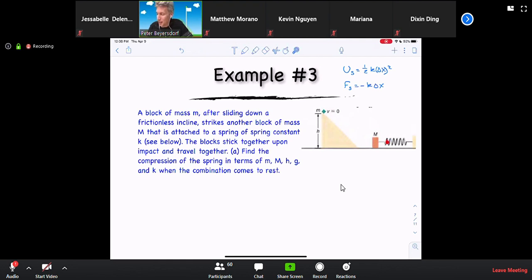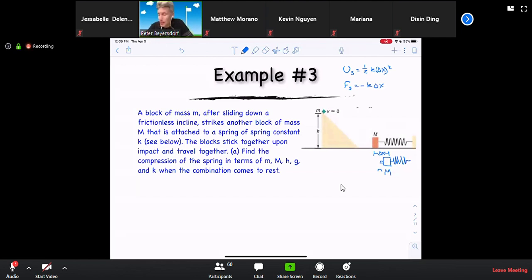So both blocks together are going to move to the right, compressing the spring. So they will push the spring in until it's fully compressed and they can't go any further. And at that point, they will temporarily be stopped. The spring will probably push them back and they'll probably get launched up the hill again. But the question stops once the spring is fully compressed. So the question is asking to figure out how far the spring gets compressed. So let me just kind of sketch what that might look like. We've now got the little mass and the big mass stuck together, and the whole thing is compressed by an amount that I'll call delta x.